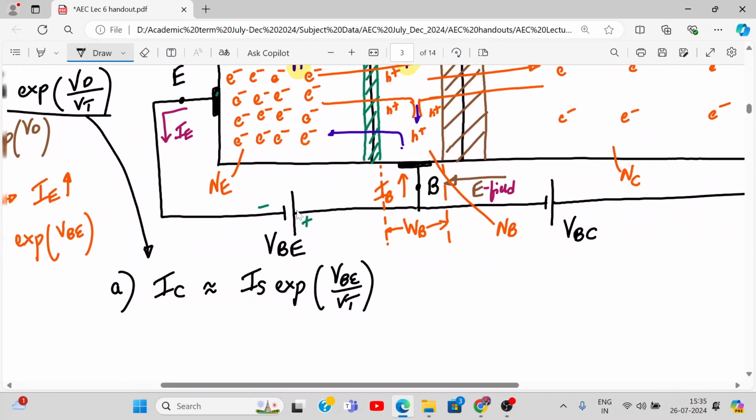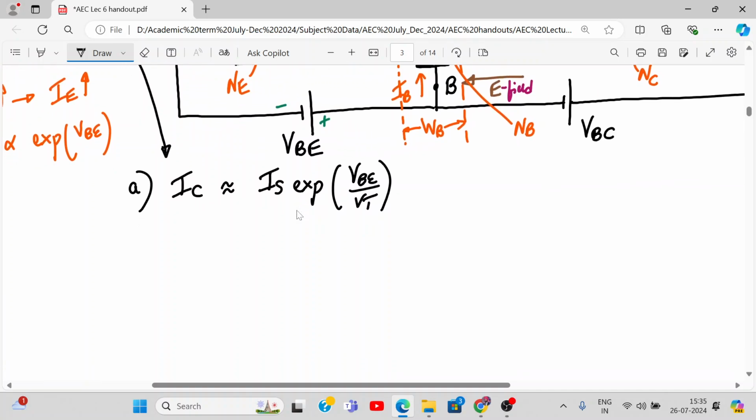Alright. IC is approximately proportional to IS. So we can say IC, the collector current, is a function of base to emitter voltage. Yes or no? This is very, very important. Collector current is a function of base to emitter voltage. This is called transistor action. Meaning the voltage at two terminals is controlling the current at the other terminal. So that's why three terminals. One terminal is used for control.